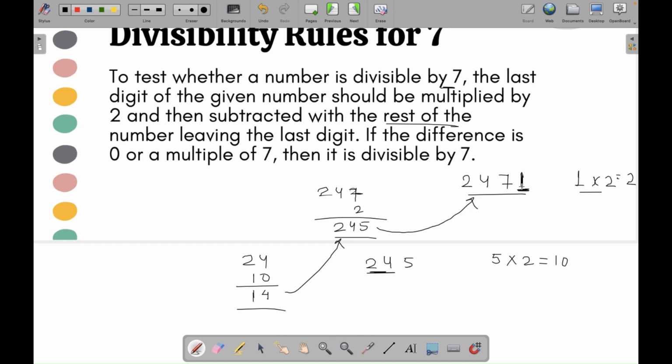Right? So 2471 is divisible by 7. And 7 is a factor of 2471. So we can apply this rule repeatedly as well. So for example, if in the first instance we are getting a larger number, we can reapply that divisibility rule to see if that number is divisible by 7 or not. We don't have to divide. Okay.